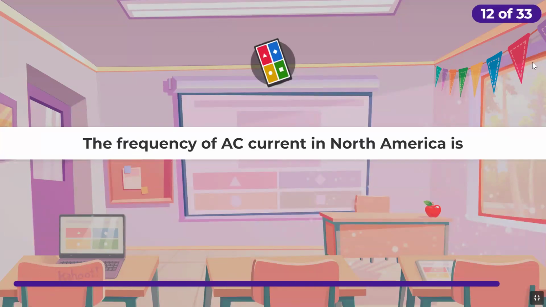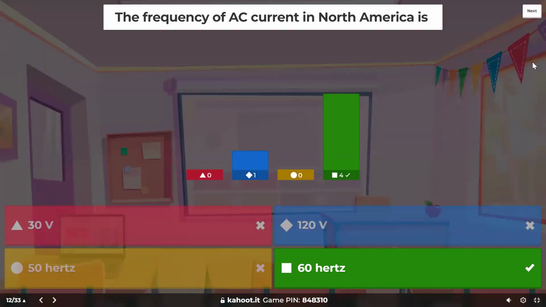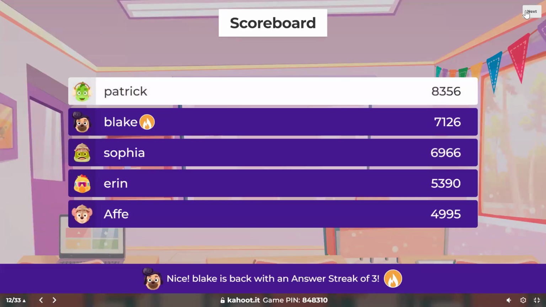What's the frequency standard in these outlets here in North America? The frequency standard. Yeah, 60 hertz. The potential difference standard is 120 volts. That's also true, but yeah, 60 hertz is the frequency. So that's 60 times per second, 60 cycles per second. A little bit faster than our brains could probably perceive, right? All right, we got Afe, Aaron, Sophia, Blake, Patrick.